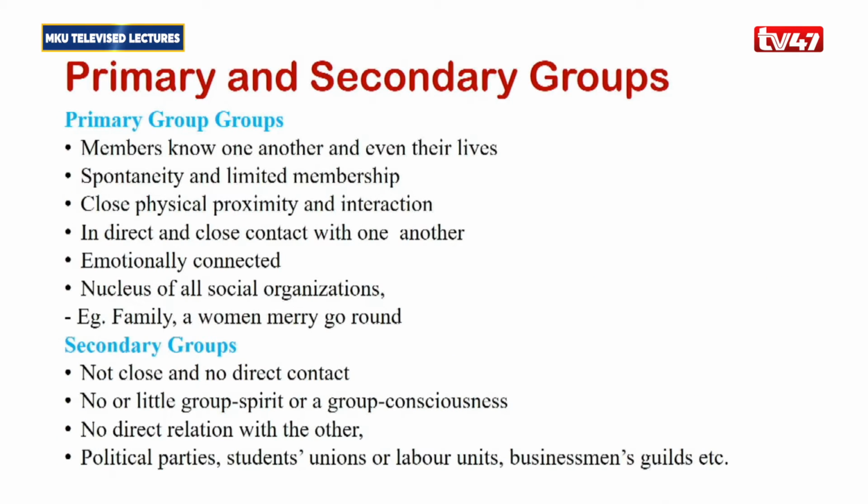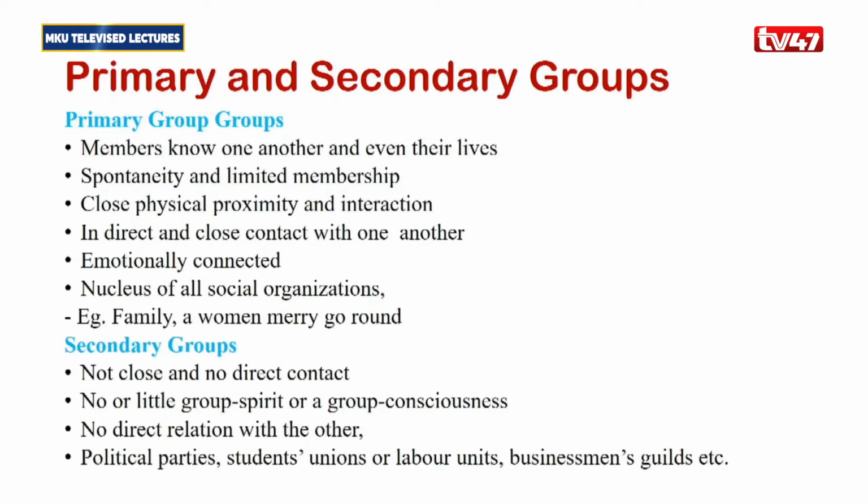Then we have primary and secondary groups. Primary groups are groups where members know one another, as opposed to secondary groups where you don't even know who the members of your group are. In primary groups, you probably know the members personally, know their lives. It comes out of spontaneity and limited membership. The membership is limited. It may be formal or not formal, but the membership is limited.